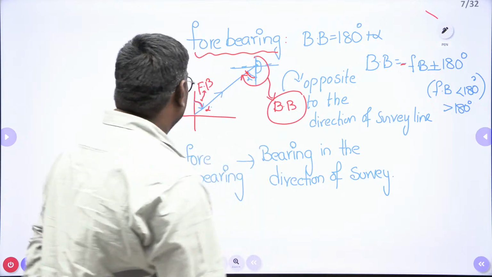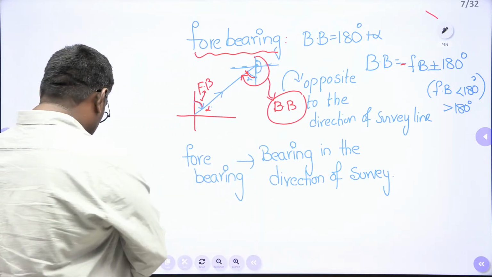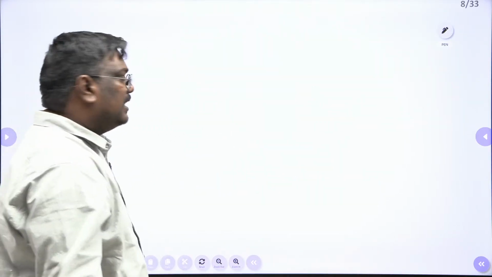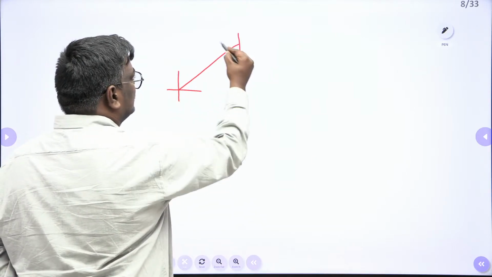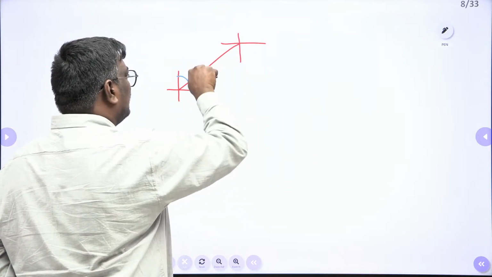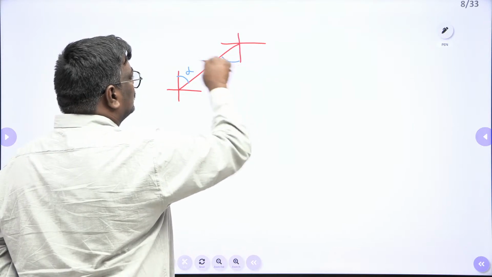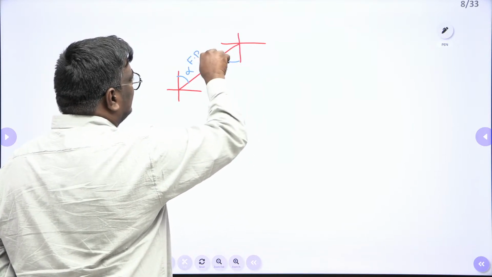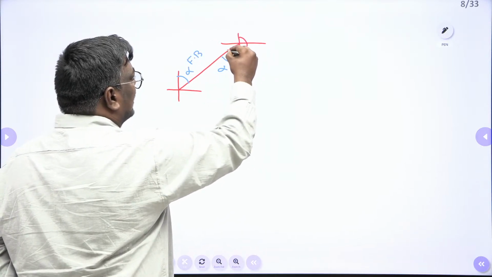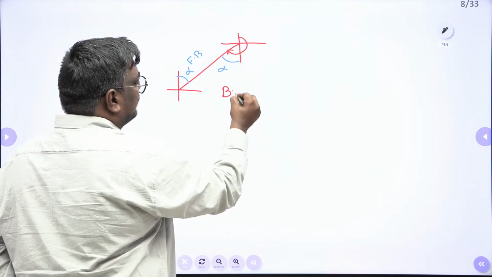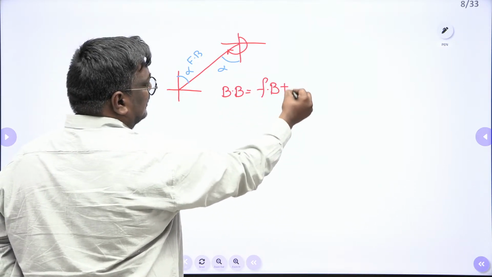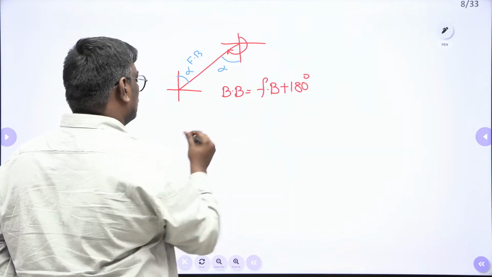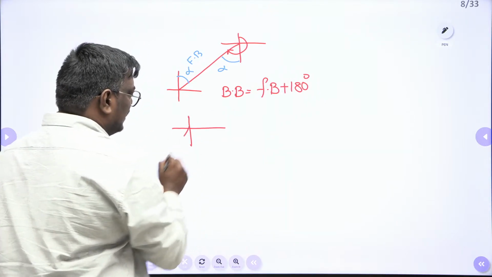Sir, I will tell you simply how it is. Suppose, my dear students, if it is less than 180, this is the forebearing, alpha, and this will be the back bearing. In this case, back bearing will be equal to forebearing plus 180 degrees, which I told you. Suppose your forebearing is somewhere here.